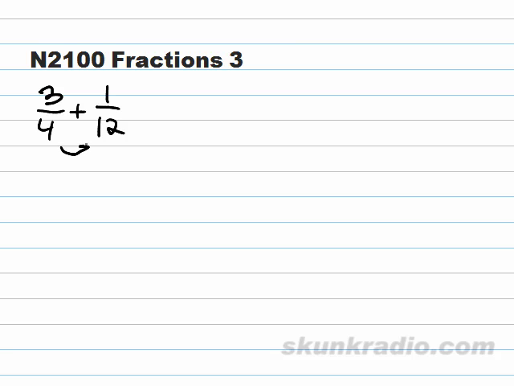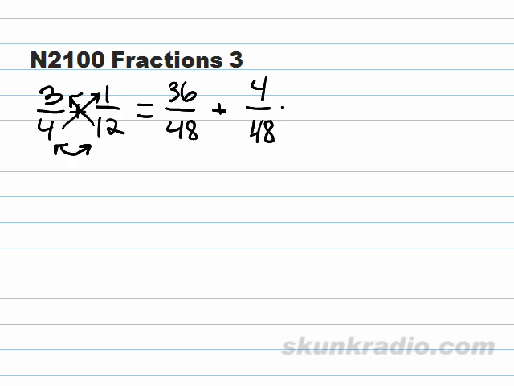If we follow this technique, we're going to multiply the two denominators together, and that's going to give us 48 for the denominator, because 4 times 12 is 48. And then we're going to do this cross multiplication. 4 times 1 is 4, and 12 times 3 is 36. Then we can add the two numerators together to get 40 over 48.